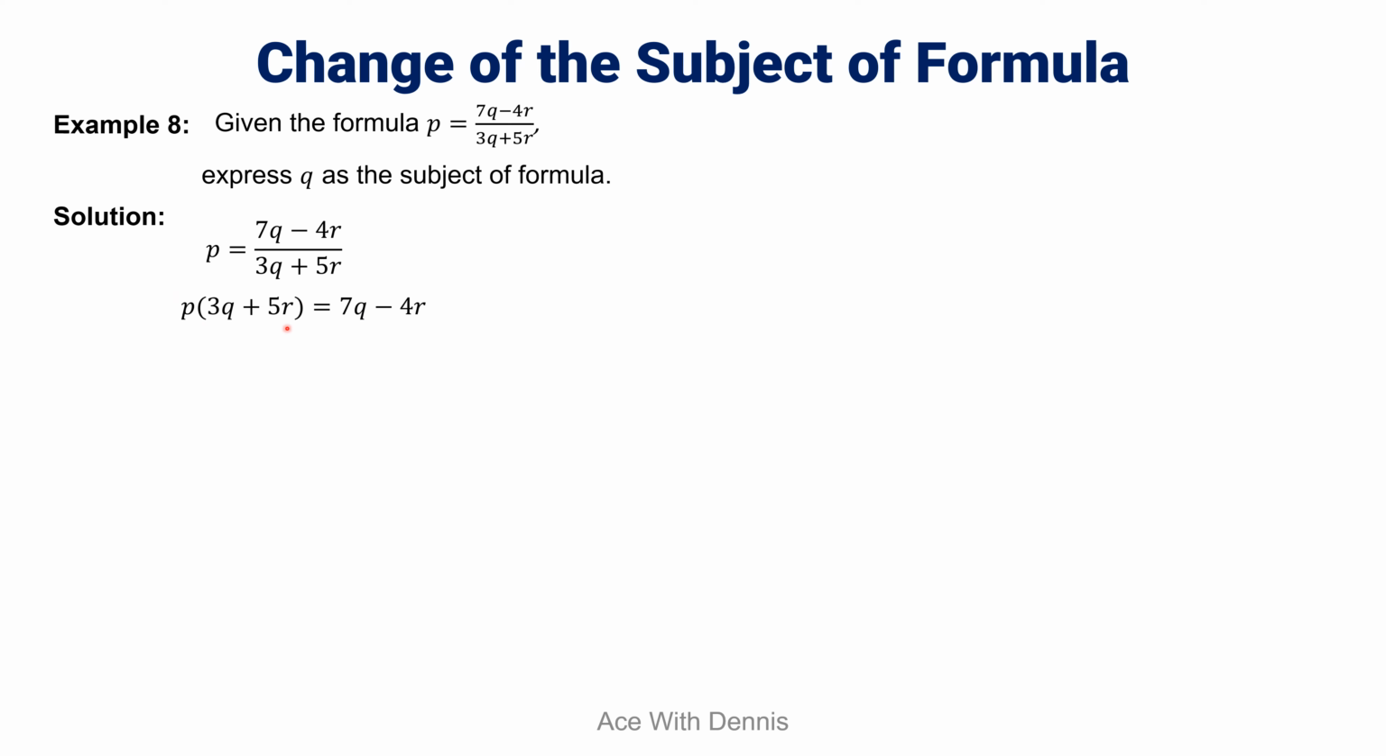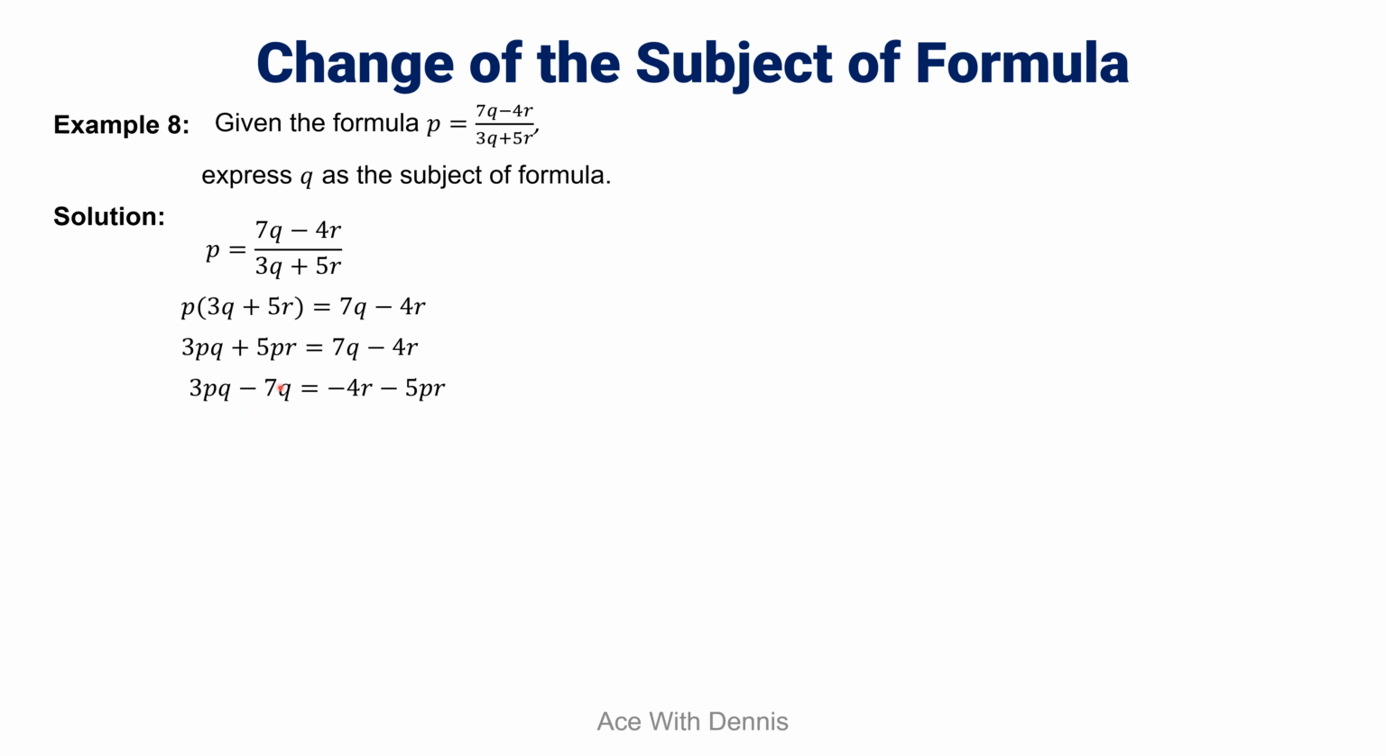Then I want to expand this bracket. So P times 3Q becomes 3PQ. P times 5R becomes 5PR. So the rest we just copy down, 7Q minus 4R. So once I reach this step, I see that the subject I want to change is this Q, right? It is in this term and also in this term. So I have to move these two terms in one side, and the terms that don't have the Q, I'll move to another side. So I move this 7Q to the left side, 5PR to the right hand side. So I will get 3PQ minus 7Q equals negative 4R, then minus 5PR. Because here is plus, they become minus.